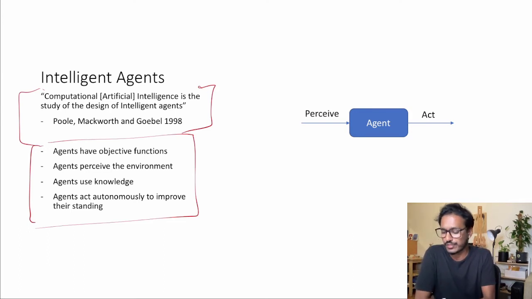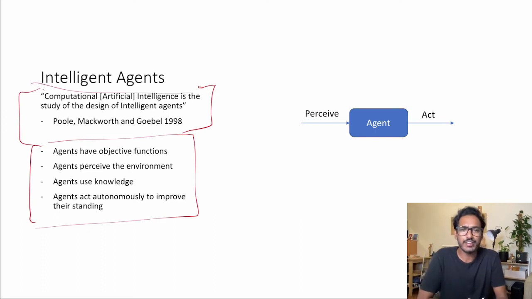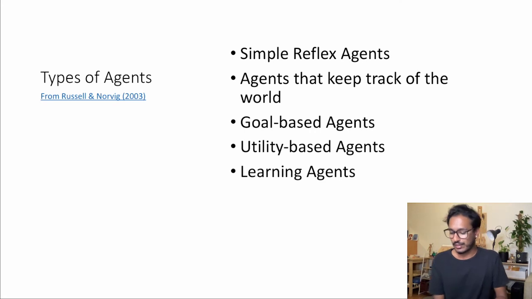So any of these definitions are fine. I don't require you to memorize definitions, just have an understanding that this is what intelligent behavior is. All right, now we are going to look at some types of agents introduced in the Russell and Norvig paper. No, sorry, this is a book.